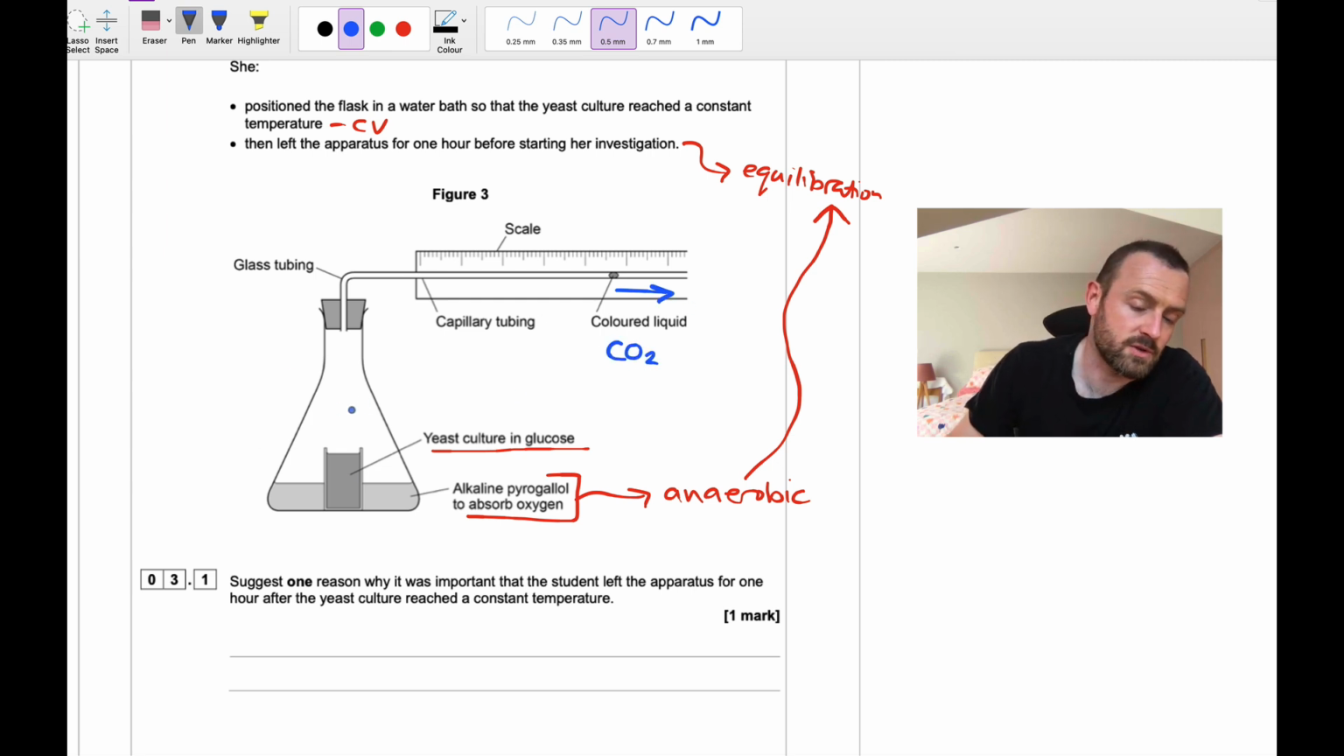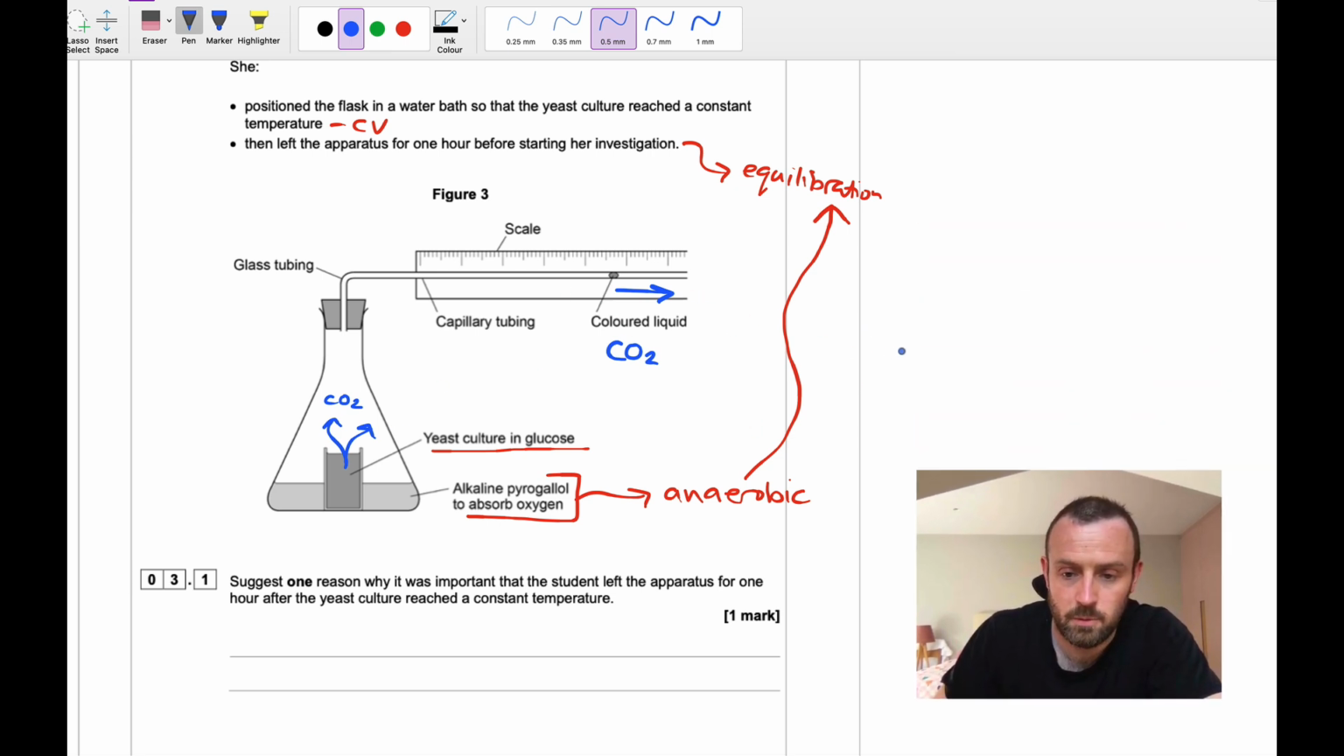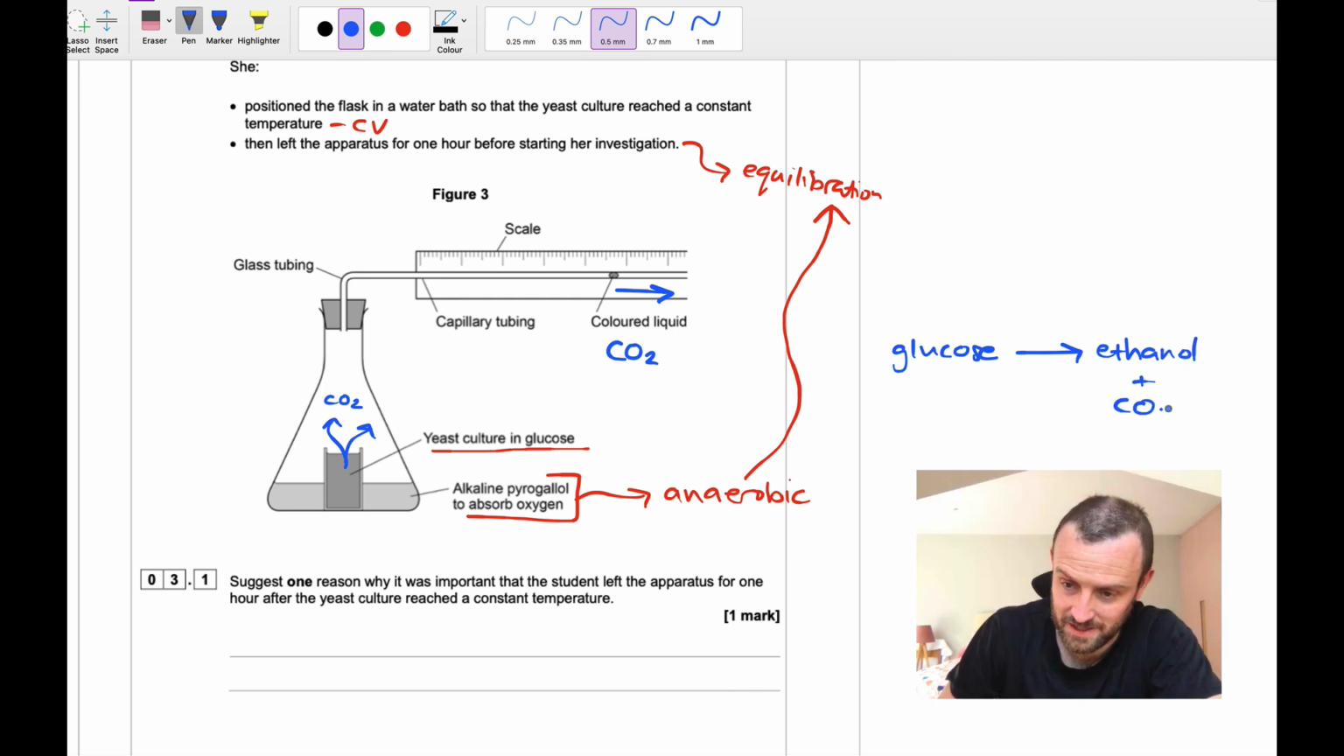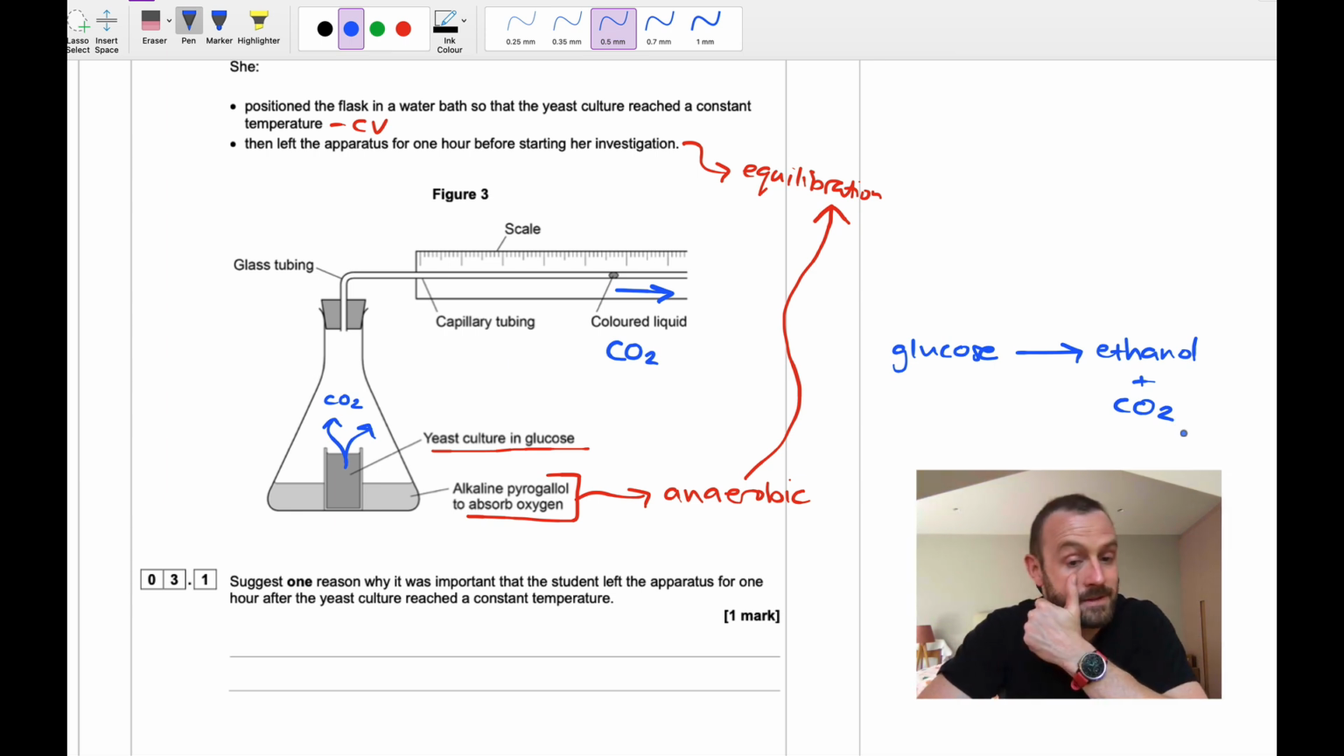So remember, all the oxygen is already gone from here. So yeast, when it respires anaerobically, produces CO2, and that's going to push this to the right. So we probably want the word equation, which is glucose goes to ethanol plus CO2, or carbon dioxide if I'm writing it in full. We want to reference that word equation, say that it's respiring anaerobically, and then we probably also want to talk about pressure, I would imagine.